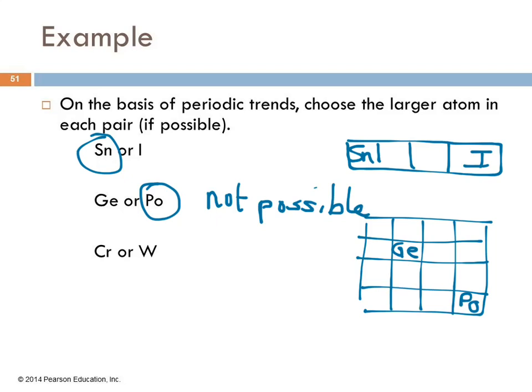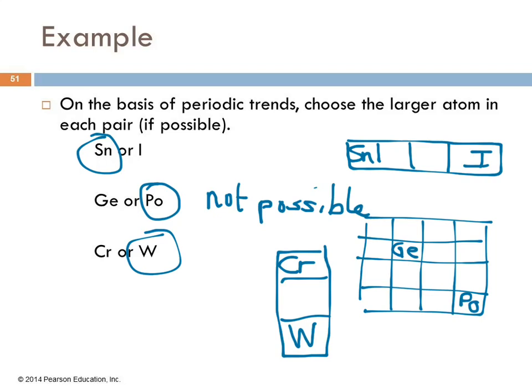Chromium and wolfram. Tungsten. So here's chromium up here, and here's tungsten down there. Which one's larger? Tungsten. Okay. Now, if you had elements on a diagonal this way, X and O, which one should be smaller? X. So the only time you can get away with we can't tell is if the trends are opposing each other. Any questions?